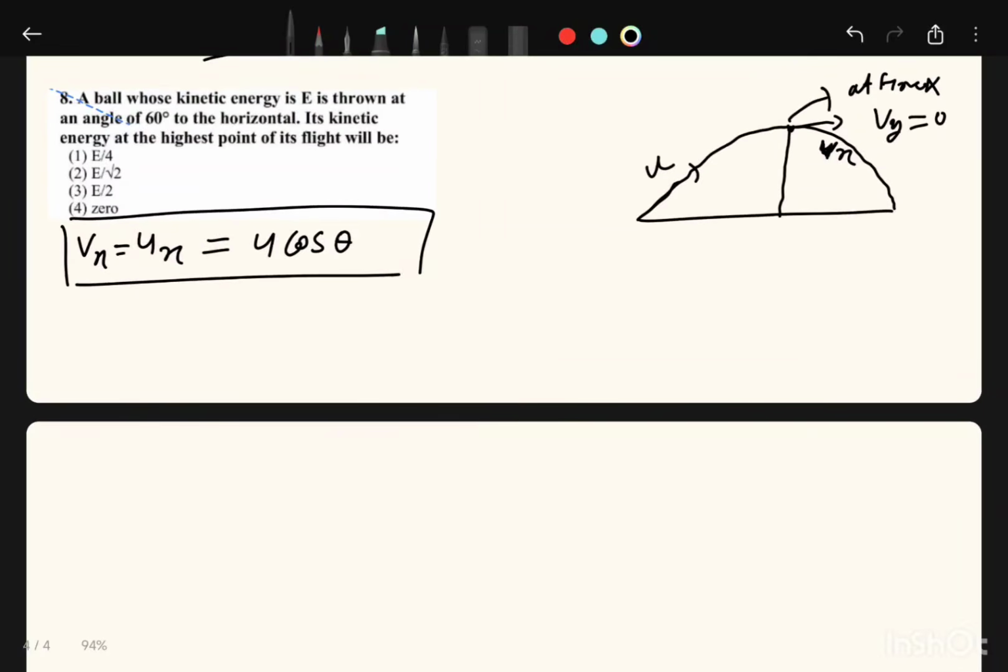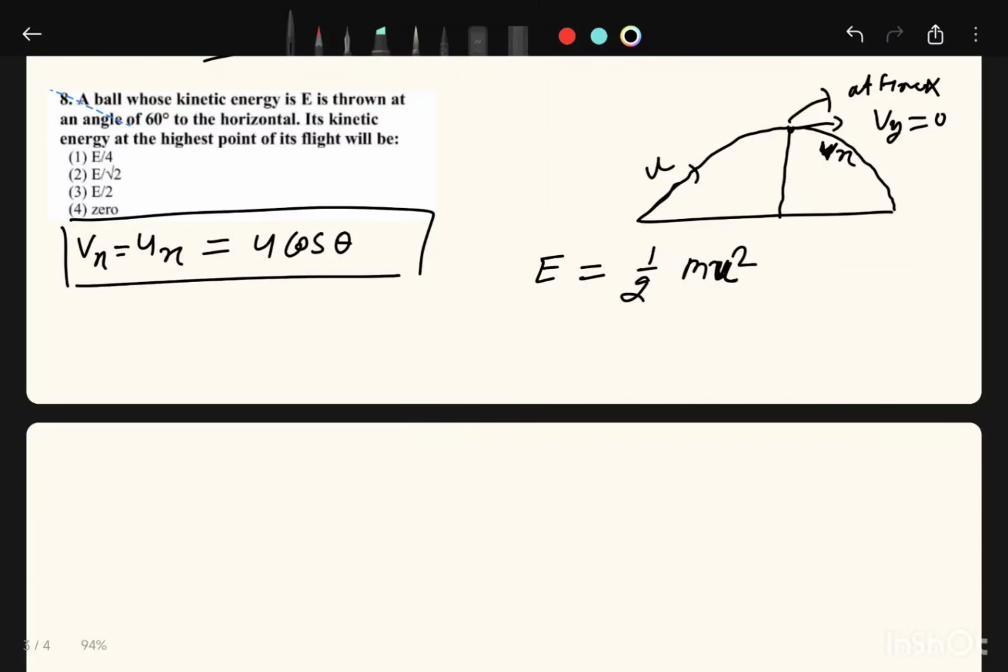So if we have initial velocity u, what is our initial kinetic energy? Let's suppose that is E. The kinetic energy formula that we know is 1 by 2 mv square. If we have initial velocity u, in place of v we will use u. So our initial kinetic energy is 1 by 2 mu square.